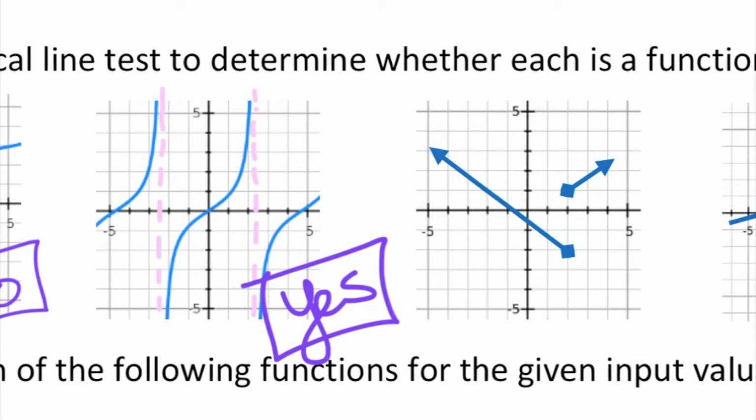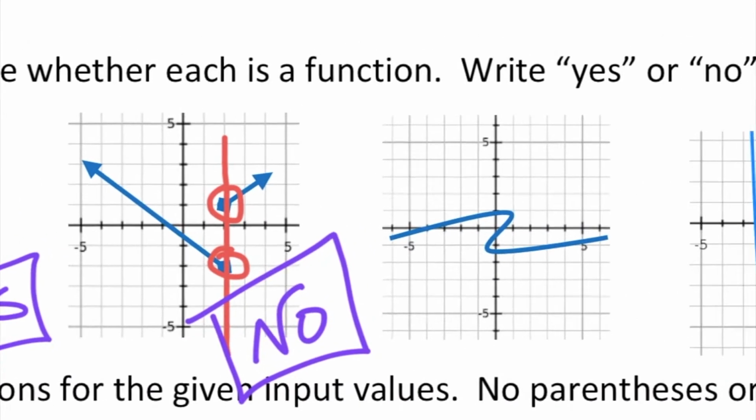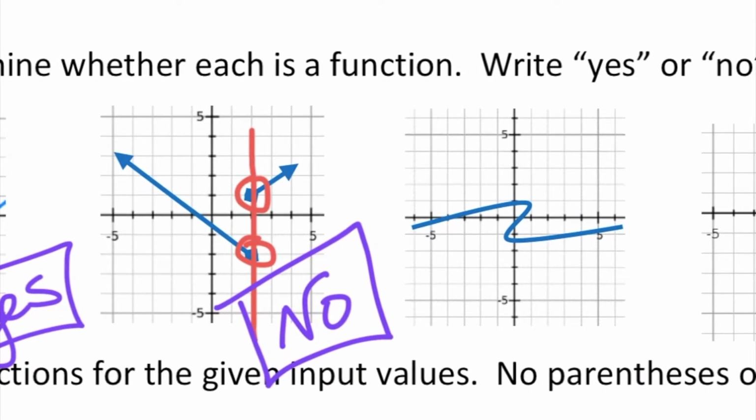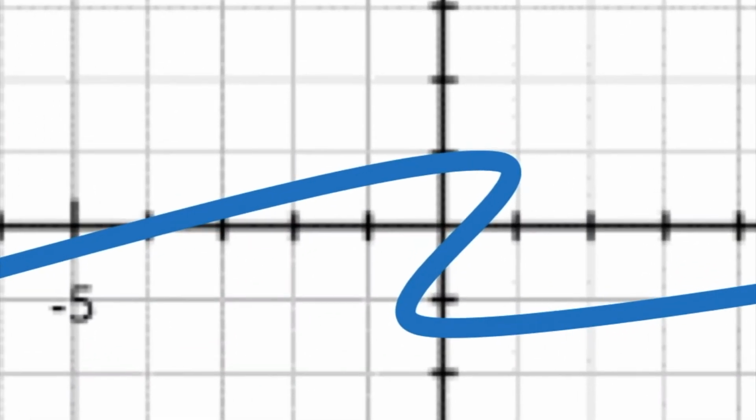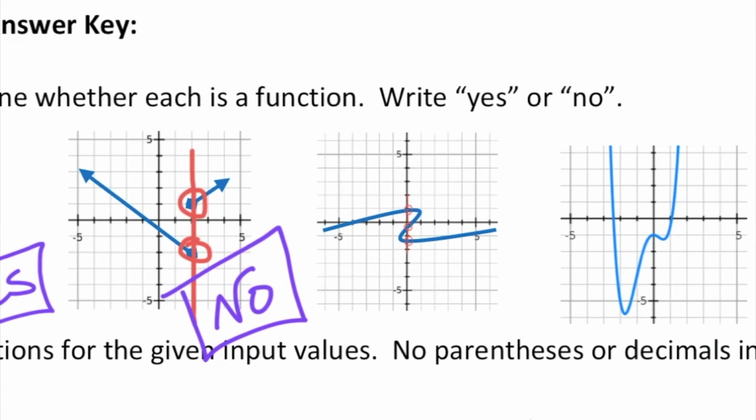Now in the third graph, it fails the vertical line test at these two weird shaped closed circles. This is not a function because of there being two y values at x equals 2. And again, here, there are several places where I could draw a vertical line and touch the graph more than once. And so this is also going to be no.